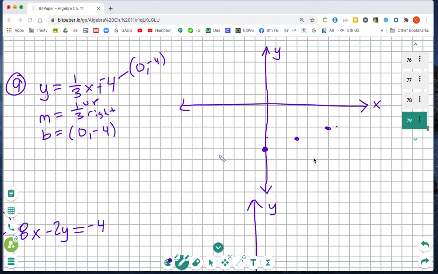Go back to my starting point. Down 1, to the left 3. Draw my line. This is a positive slope, non-proportional.